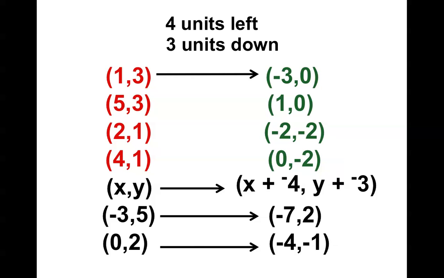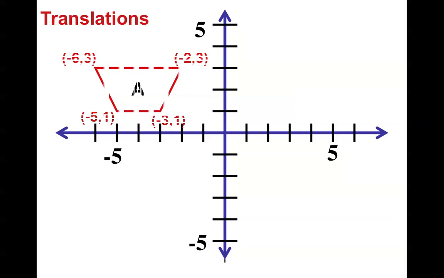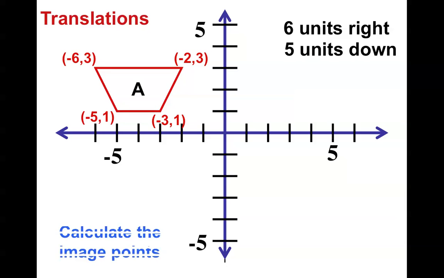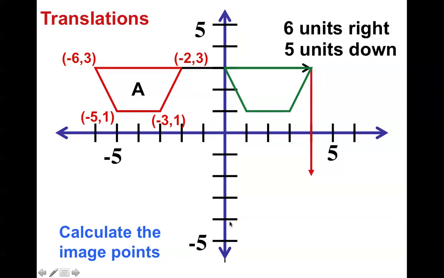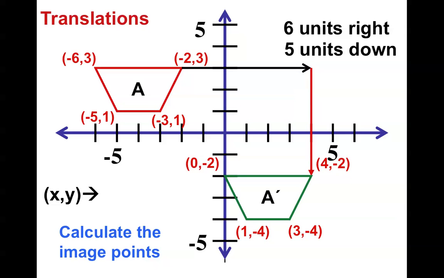Did you get it? All right. So lastly, here we are. If I had this trapezoid and I wanted to go 6 units to the right and 5 units down, we could calculate the image points. Notice, if we want to go 6 to the right, positive numbers go to the right. So it would be x plus 6. And when we want to go down on the y-axis, negative numbers go down. And so that's why it would be y plus negative 5. So we started out at x, y, and we ended up at x plus 6 and y plus negative 5.